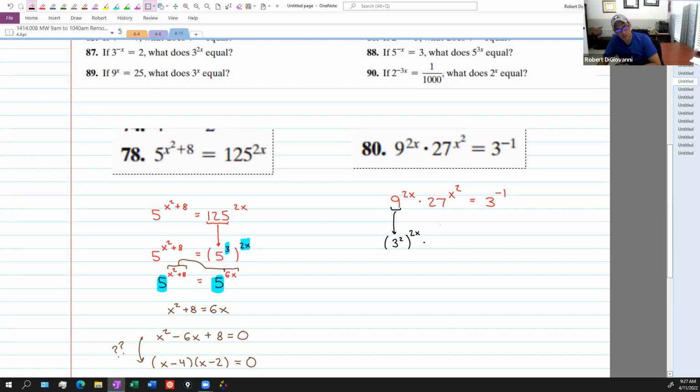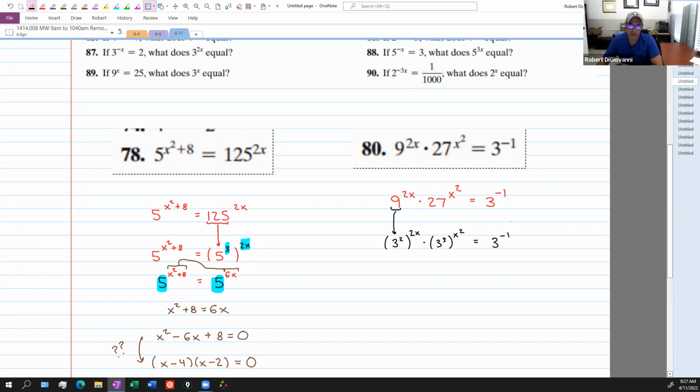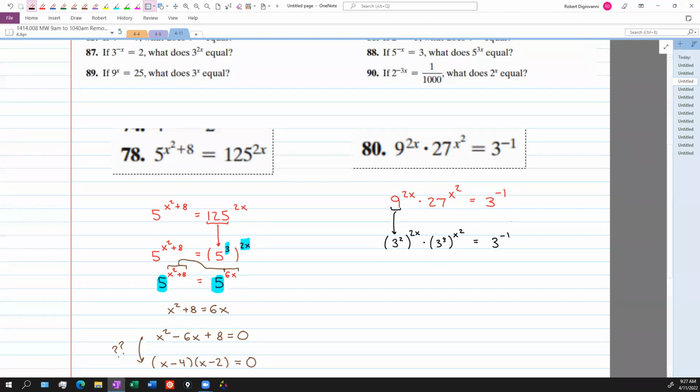Okay, times. Now, the 27 is what? You said these were all powers of 3. So 27 is 3 what? 3 to the third power. 3 to the third, but then all that still needs to be raised to the x squared, right? Yeah. And then the right side, thank goodness, is 3 to the -1, so we don't have to do anything to that. That's already 3 to a power, right? Yes.